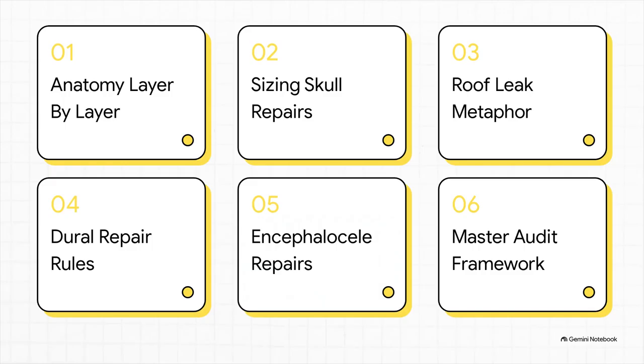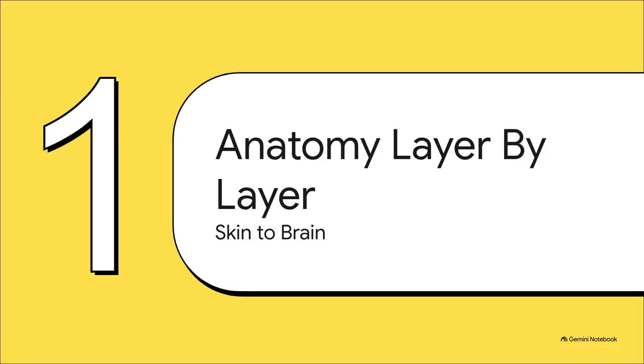Here's our roadmap for today. We're going to cover neurosurgical anatomy layer by layer, sizing skull defect repairs, the roof leak metaphor, dural repair coding rules, coding encephalocele repairs, and finally, a master audit framework to tie it all together. All right, let's jump right into Section 1, Neurosurgical Anatomy, layer by layer.